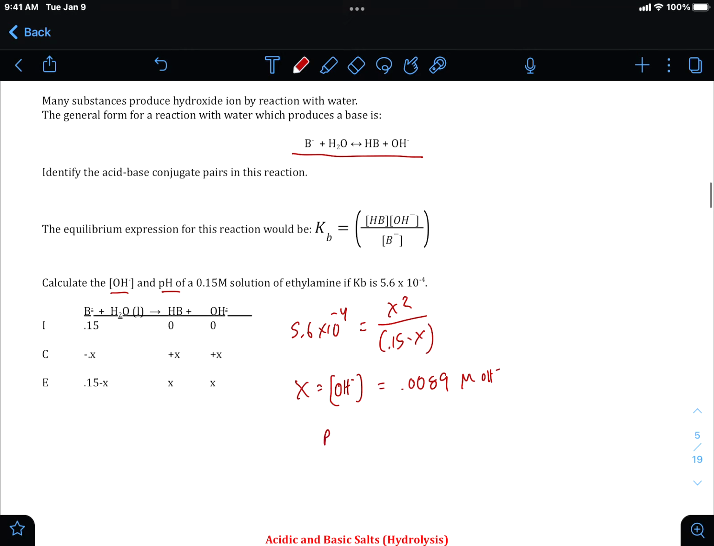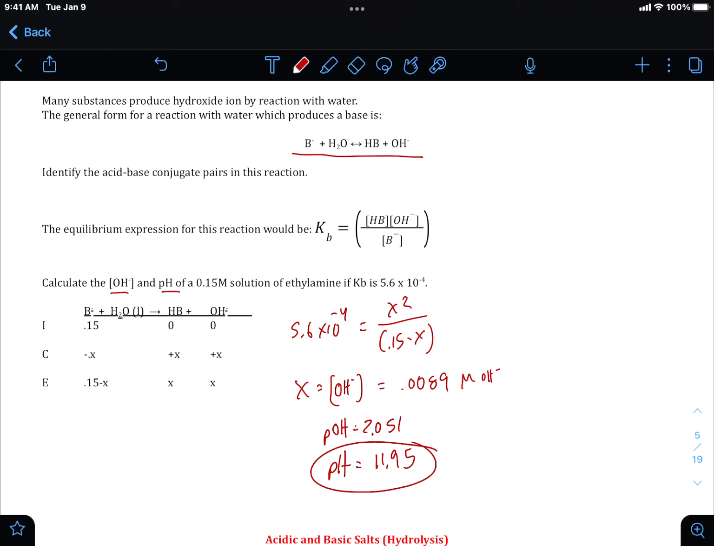All right, so pOH is 2.051, so the pH will be 14 less that, 11.95. Okay, it's definitely basic.